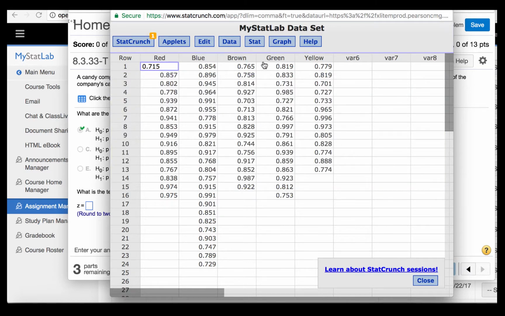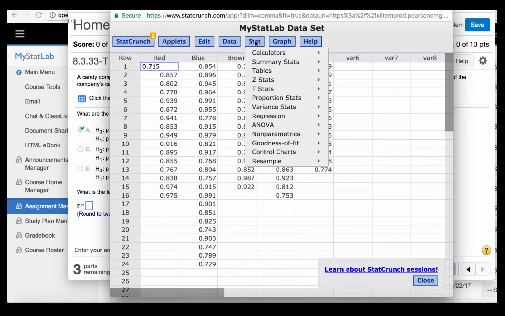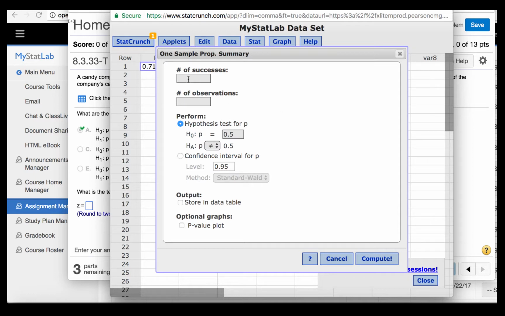So now to find the test statistic, we'll press Stat, Proportion Stats, One Sample, with Summary. There were 16 successes and 84 total observations. Our null hypothesis was that the proportion is 0.15, and it's a two-tailed test, so we'll leave the alternative hypothesis symbol as not equal to.